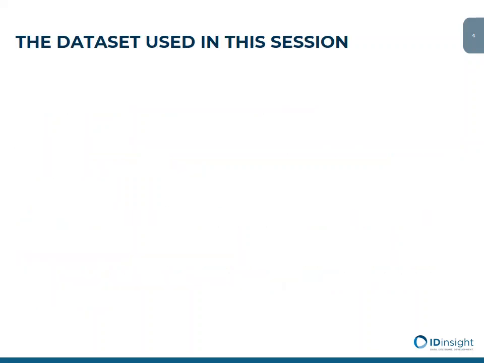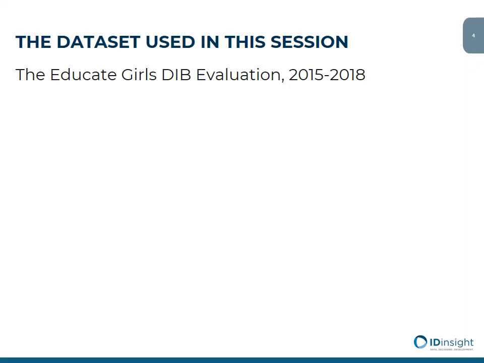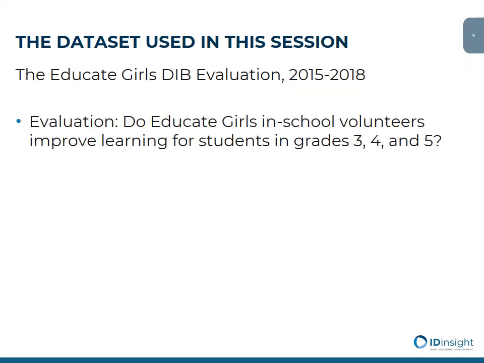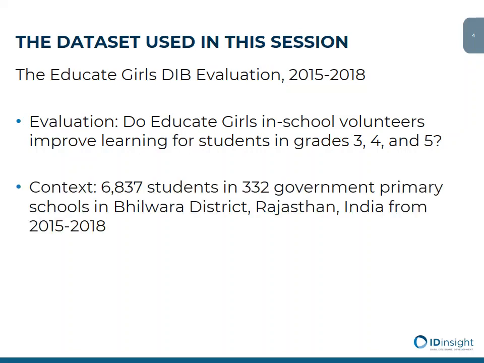So the data that we're going to be using in this session comes from the Educate Girls Development Impact Bond evaluation that ID Insight conducted between 2015 and 2018. In that evaluation, we were trying to answer the question: did Educate Girls in-school volunteers improve learning for students in grades 3, 4, and 5 in government primary schools in Rajasthan? The data comes from 6,837 students across 332 government primary schools in Bhilwara district, Rajasthan.